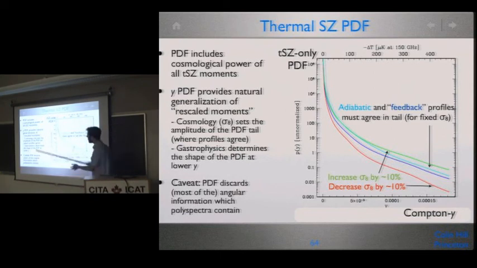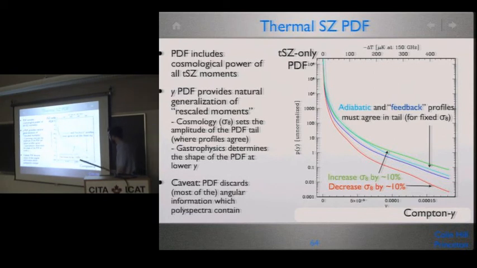So the PDF cosmologically is great because now you're using all the TSZ moments. So the higher moments scale with very high powers of sigma 8, so it's very sensitive to cosmology. And then you can use basically a generalization of that rescaled skewness type idea to break the degeneracy between cosmology and the ICM gastrophysics. So the basic idea is that the gastrophysics models out in the tail of this PDF give pretty similar predictions because in this regime, the signal is coming from very massive clusters in the universe where gravitational processes mostly dominate the energy budget.